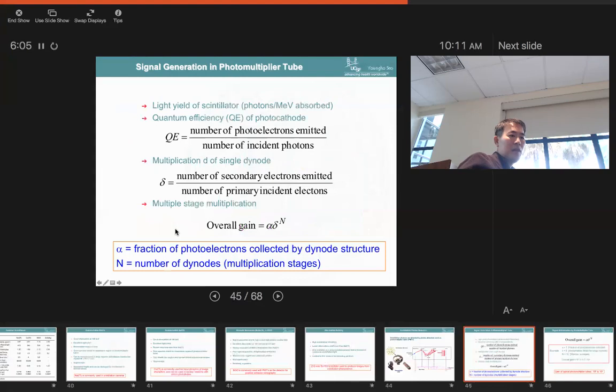So let's look at some calculation methods in order to understand what kind of amplification we are talking about. What we have to know about the PMT is, first of all, what we want to know from the scintillator. What is the light yield? How many scintillation lights are produced per given energy of incident high energy photon?